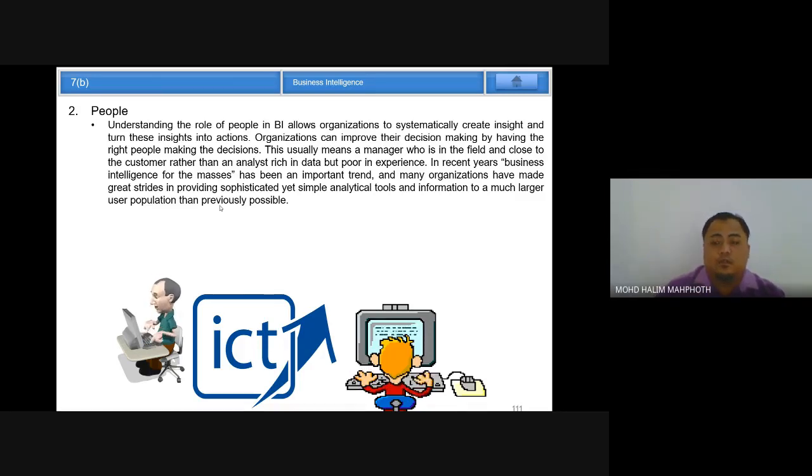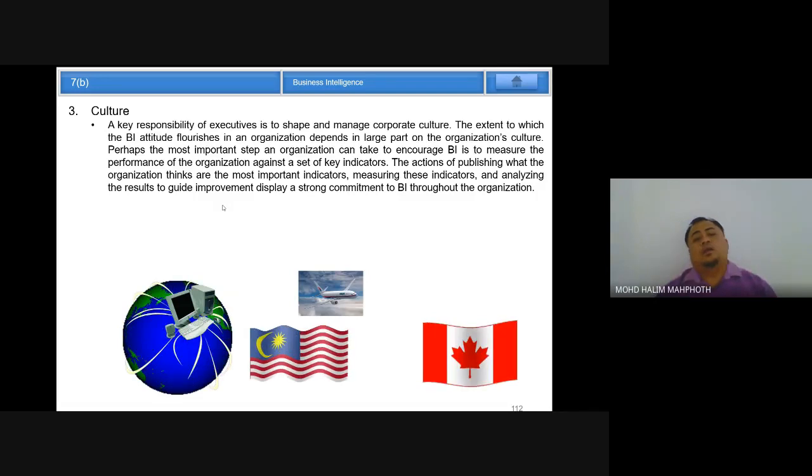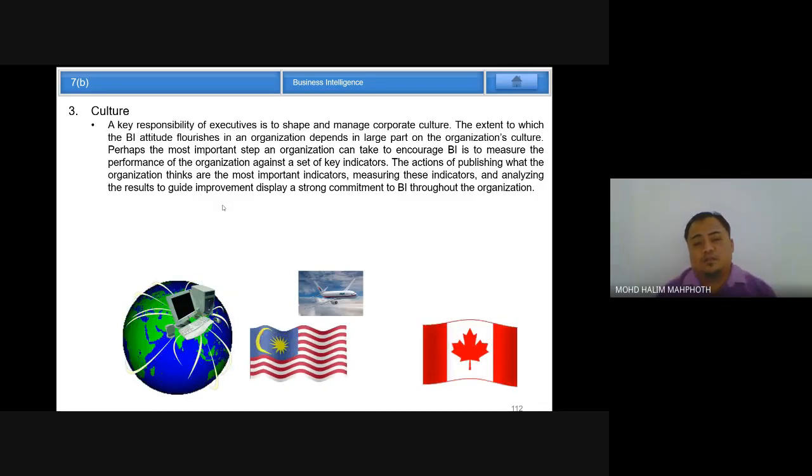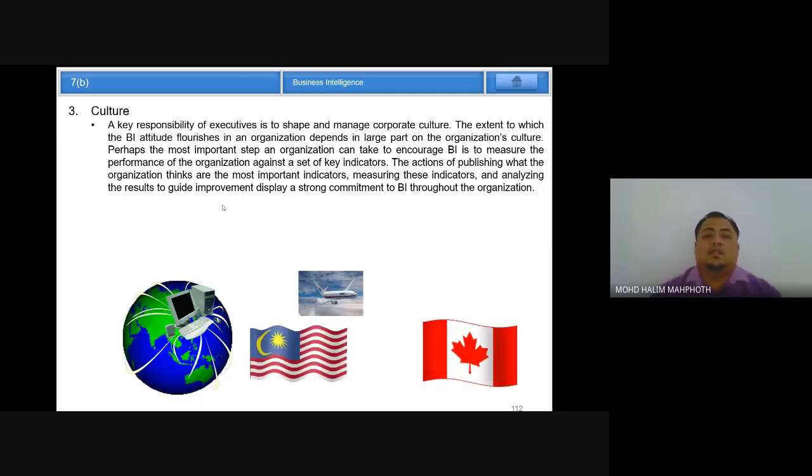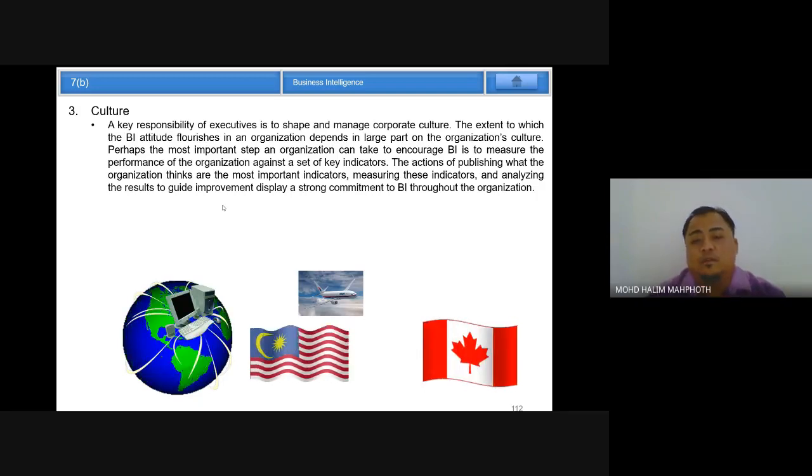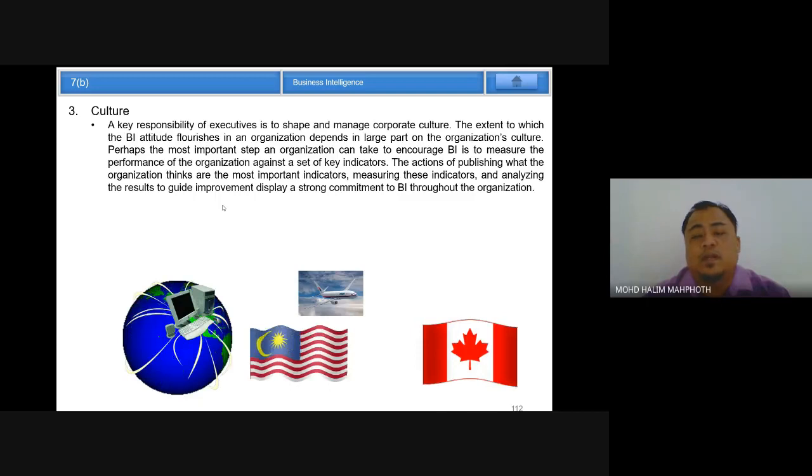So first we have technology. Second is people, and third one is culture. Culture is one of the fundamentals of business intelligence, because it is a key responsibility of executives to shape and manage corporate culture.